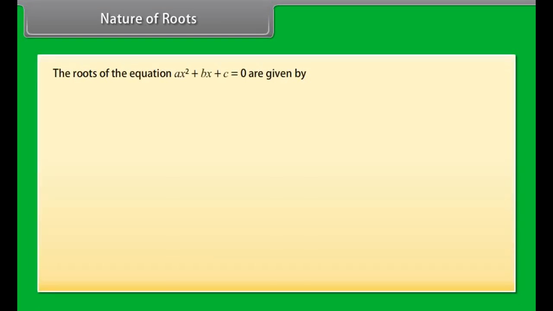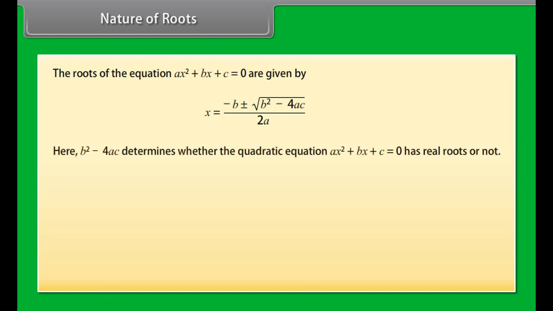The roots of the equation ax² + bx + c = 0 are given by x = (−b ± √(b² − 4ac)) / 2a. Here, b² − 4ac determines whether the quadratic equation ax² + bx + c = 0 has real roots or not. b² − 4ac is called the discriminant of the quadratic equation.